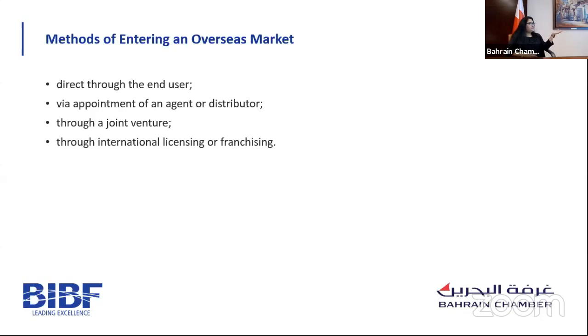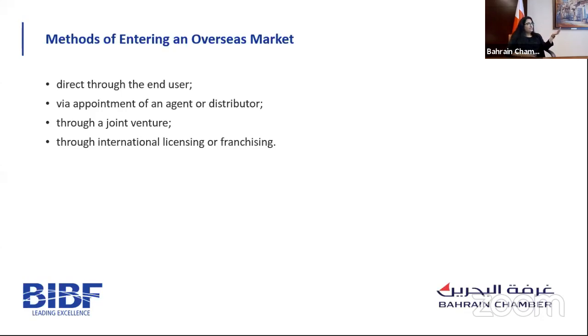Scenarios can be there where you don't know about the country. There can be so many risks. As a result, you may end up with a lot of bottlenecks or failures. So if you do not want to take that risk, then you can go for indirect exporting. How is indirect exporting done? You can appoint an agent or a distributor in the foreign country.